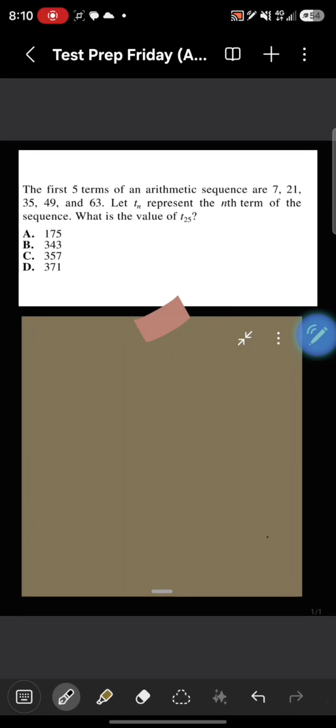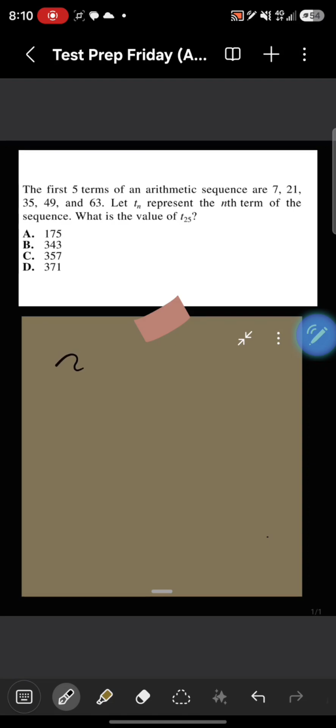Let's look at this problem. The first 5 terms of an arithmetic sequence are 7, 21, 35, 49, and 63. Let t sub n represent the nth term of the sequence. What is the value of t sub 25?